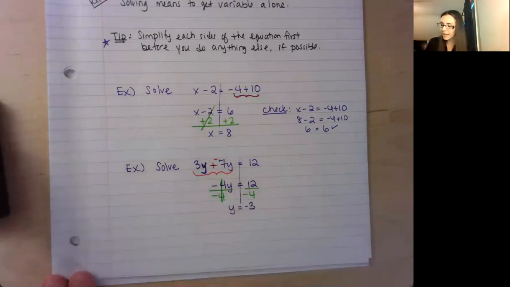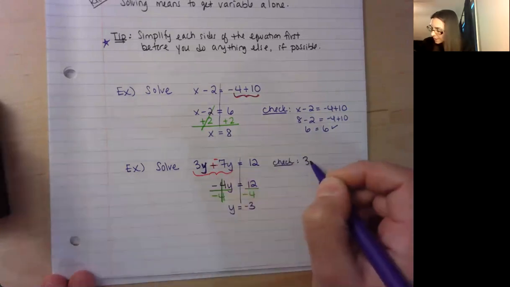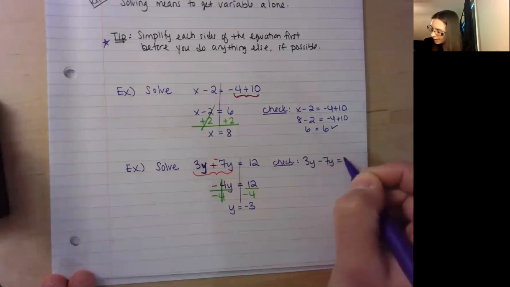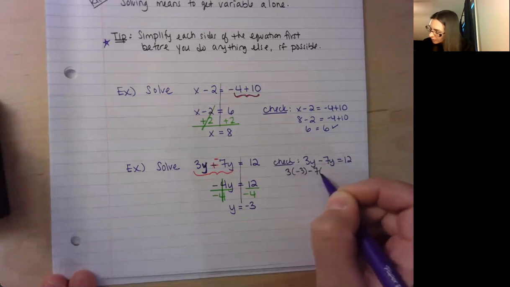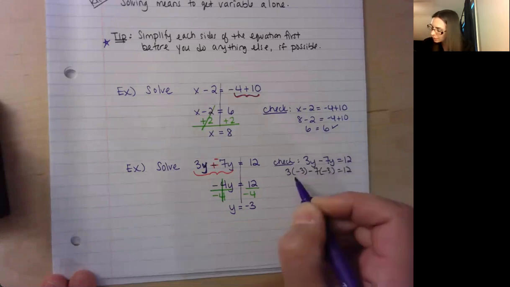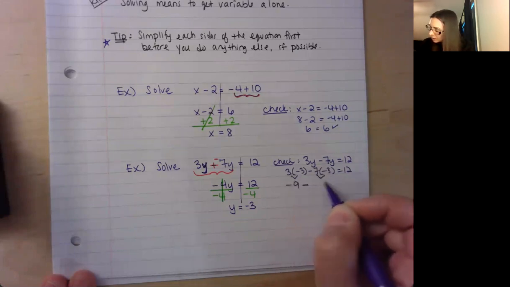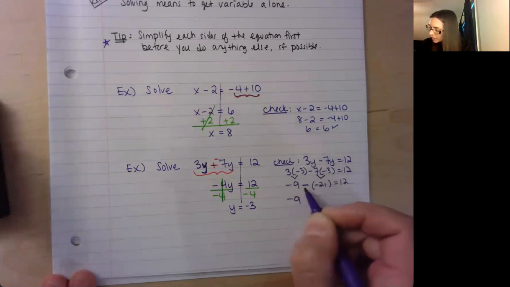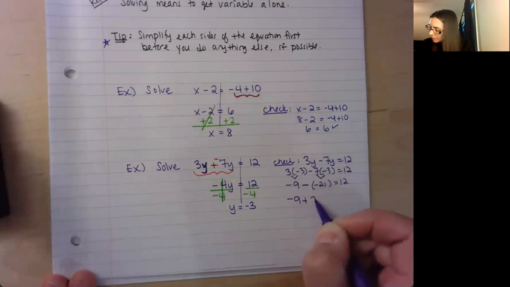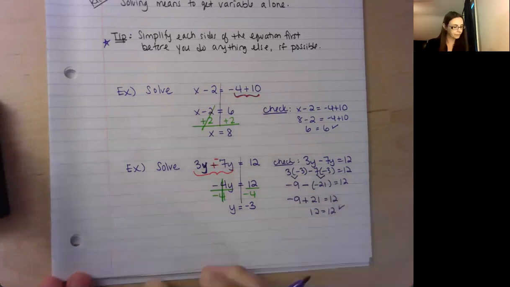So I get y equals negative 3. Now, I'm just going to do one more check here. Go back to the original. So 3y minus 7y equals 12. Anytime I see a y, I replace it with negative 3. Here, 3 times negative 3 is negative 9, minus 7 times negative 3 is negative 21. Subtraction becomes addition, negative becomes positive, and then you do get that 12 equals 12. So it does check out.